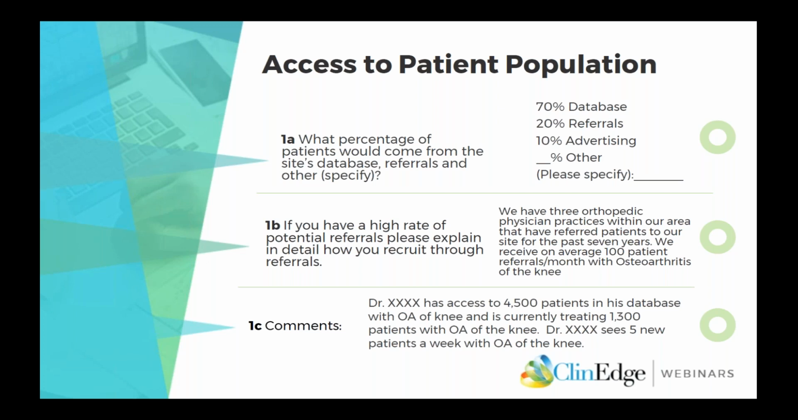You notice the second question is asking about the referrals again, and they went into a little more detail here. Instead of saying we have a strong network, they said we have 3 orthopedic physician practices in our area that have referred patients to our site for the last 7 years. We've received an average of 100 patient referrals per month with OA of the knee. So you give a little more meat to that answer. You understand what's going on, with more insight and specifics, which is important.